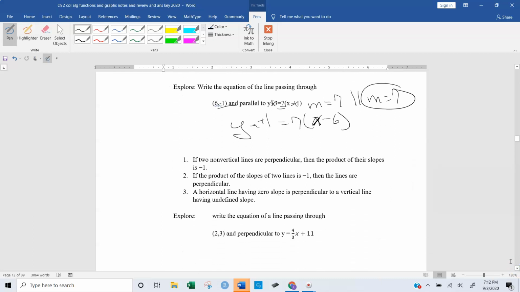All right, next we're going to talk about perpendicular. And this is just ways to say perpendicular again. If two lines are perpendicular, the product of their slopes is -1. If the product of the slopes is -1, then the lines are perpendicular. And horizontal and vertical lines are perpendicular.